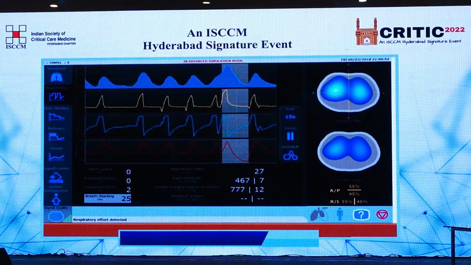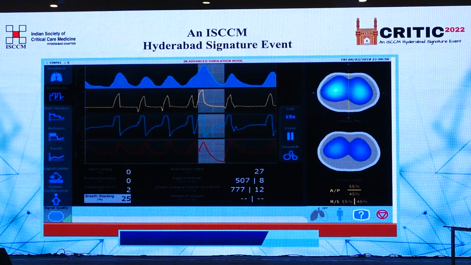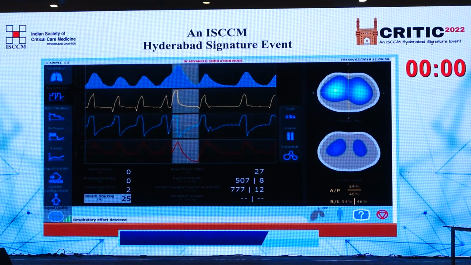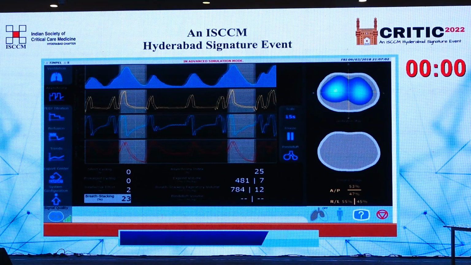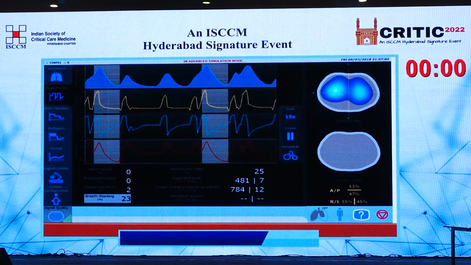So this is how it will look graphically on your monitor, like ventilatory graphics, where you will see this happening from inspiration to expiration, how the lung expands, which part of the lung expands. So this will be a part where you will see different functioning of the lung.